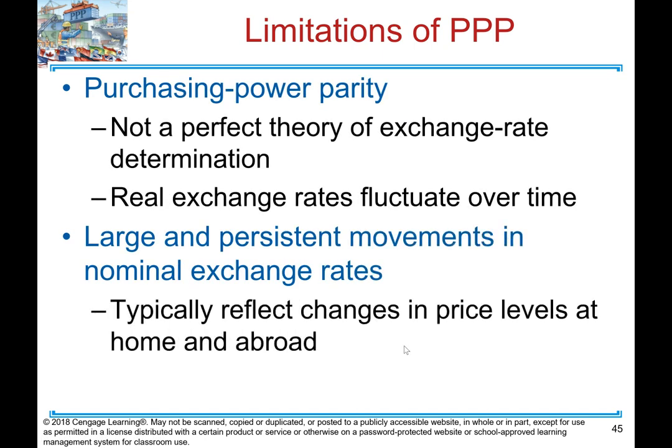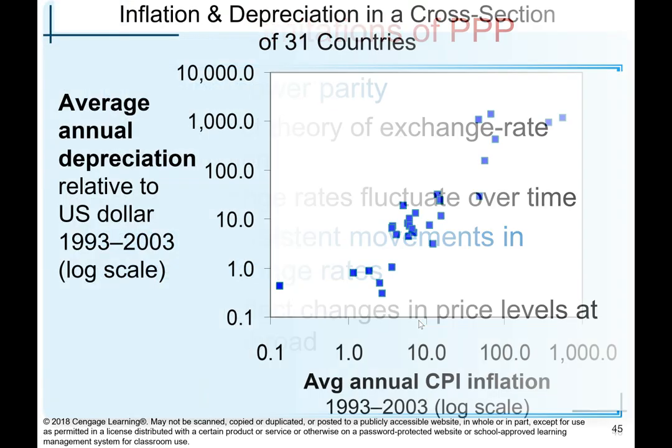Purchasing power parity is not a perfect theory of exchange rate determination. Real exchange rates fluctuate over time. Large and persistent movements in nominal exchange rates typically reflect changes in price levels at home and abroad.